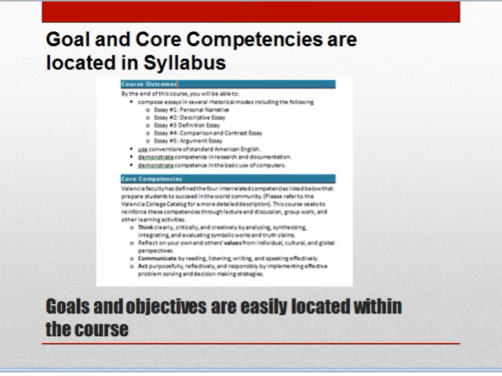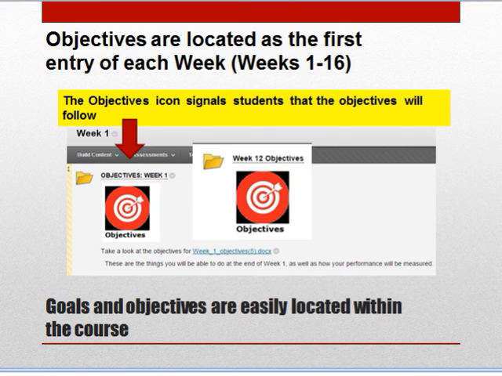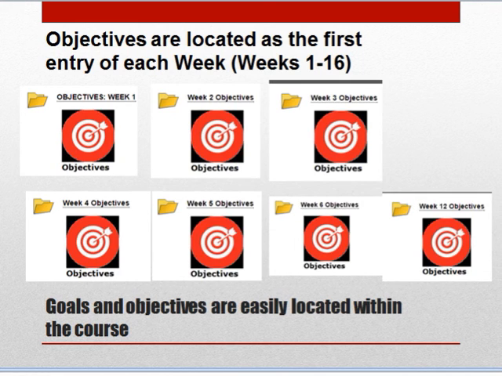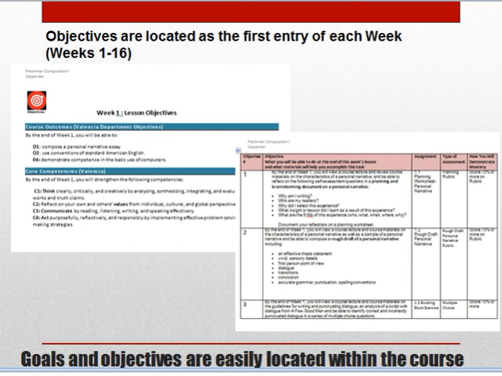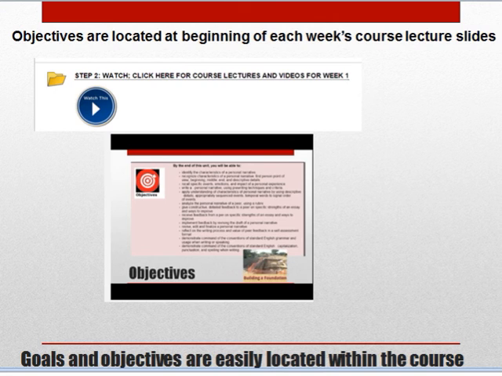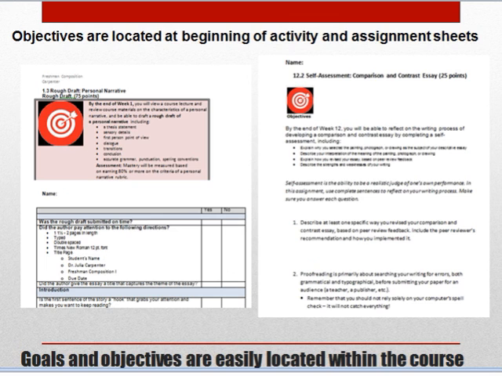Goals and core competencies are located in the syllabus and in the first entry of each week, for weeks 1 through 16. The red and white dartboard icon for objectives gives students a strong visual identification for objectives as they appear in the course. Objectives are located as the first entry of each week. Objectives include course outcomes and competencies identified by the institution and supporting enabling learning objectives. Objectives are located at the beginning of each week's course lecture slides, and they're also at the top of each assignment sheet.